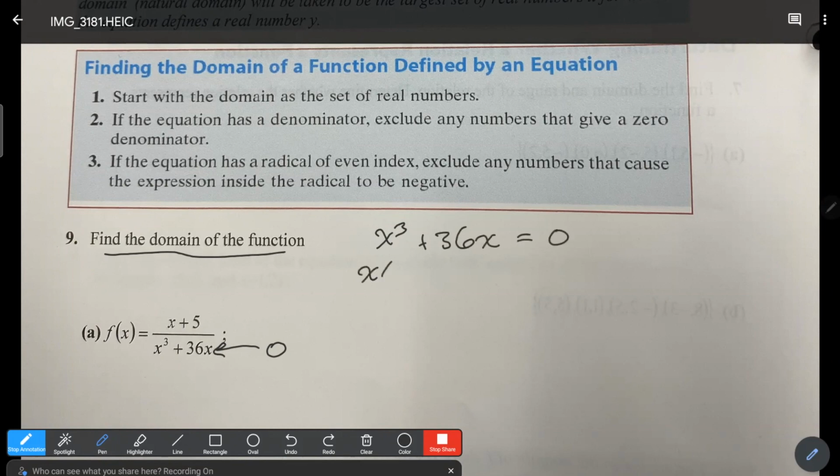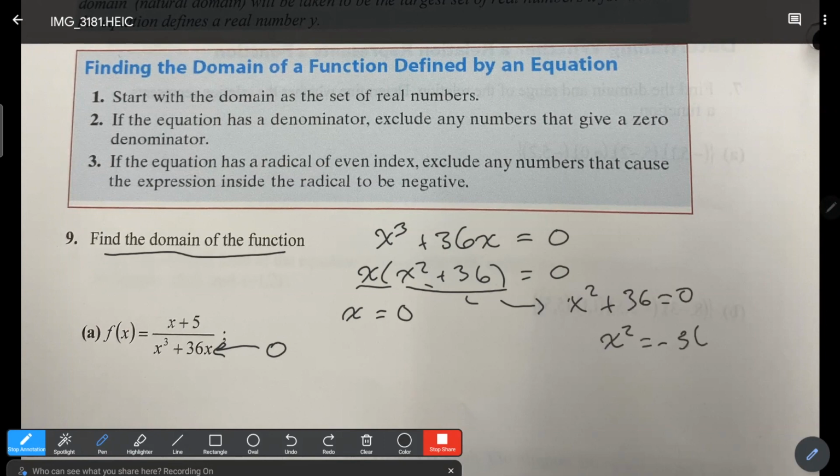You can factor an x out, so it gives you x times x squared plus 36 equal to 0. So therefore, x is equal to 0, just looking at this part right here, or x squared plus 36 is equal to 0, then solve for that. x squared equals negative 36, so x equals plus or minus the square root of negative 36, which is 6i or negative 6i.